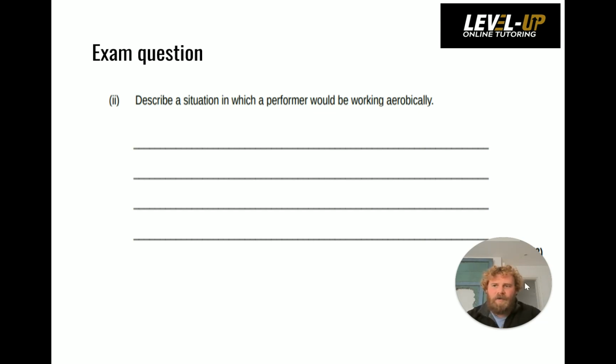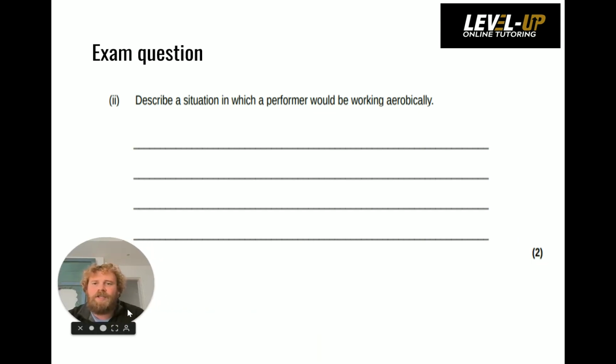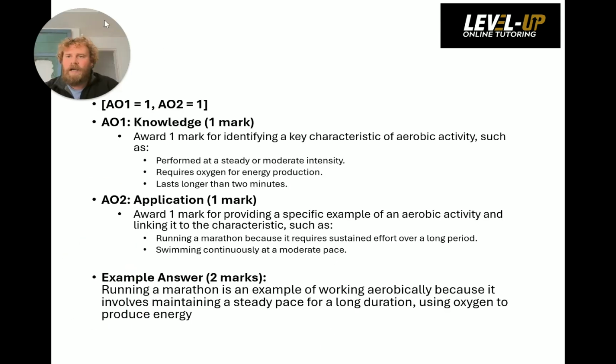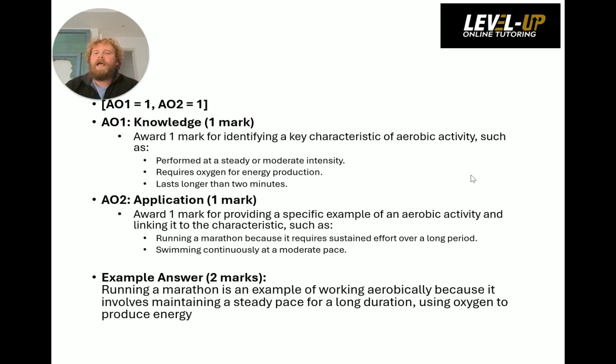Longer questions now. So, describe a situation in which a performer would be working aerobically. This is a 2-mark question. So if we have a look at the marking guidelines, so AO1, we're looking at the knowledge. So we would look to award 1 mark for identifying a key characteristic of aerobic activity, such as perform at a steady or moderate intensity, requires oxygen for energy production, or lasts longer than 2 minutes.